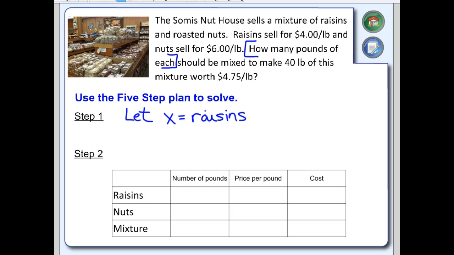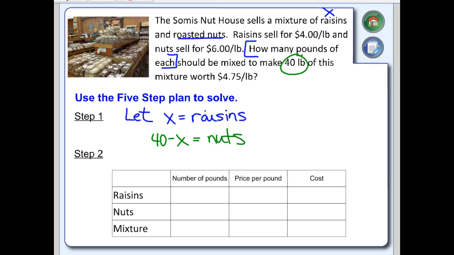Now, if raisins is x, what are we going to do for roasted nuts? Okay, remember, I can't have 2 variables. Yes, did you see we're making a total of 40 pounds? So if raisins is x, then nuts has to be 40 minus x, and that's going to be nuts, okay? And again, I just wrote raisins and nuts, but remember, we're looking for pounds.